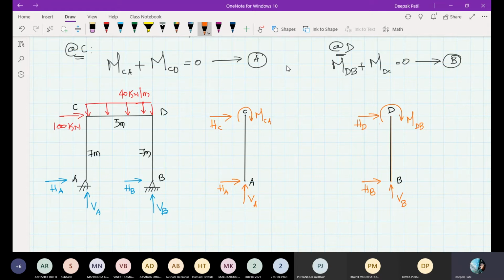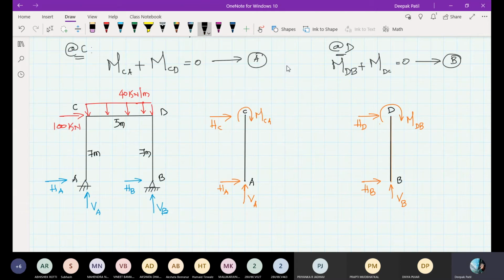Students, are you clear with these free body diagrams? Any doubts in this? So why will there be a force at C and D? Which force? Horizontal force. Yeah, see, whenever I explain this one. See.